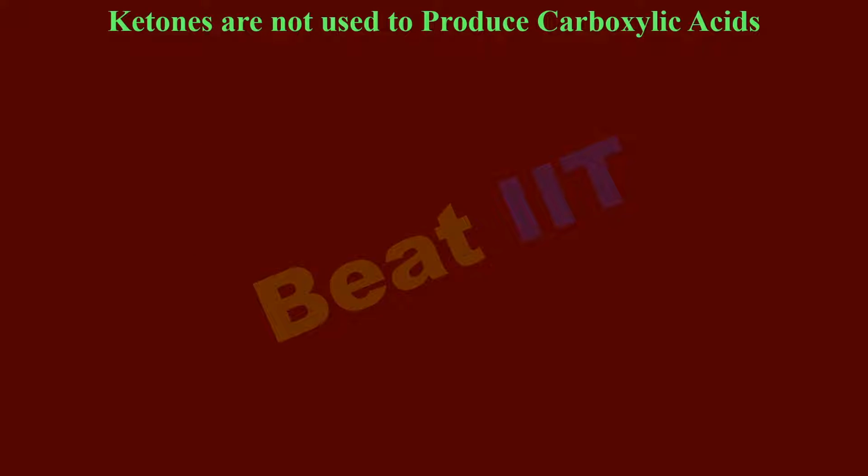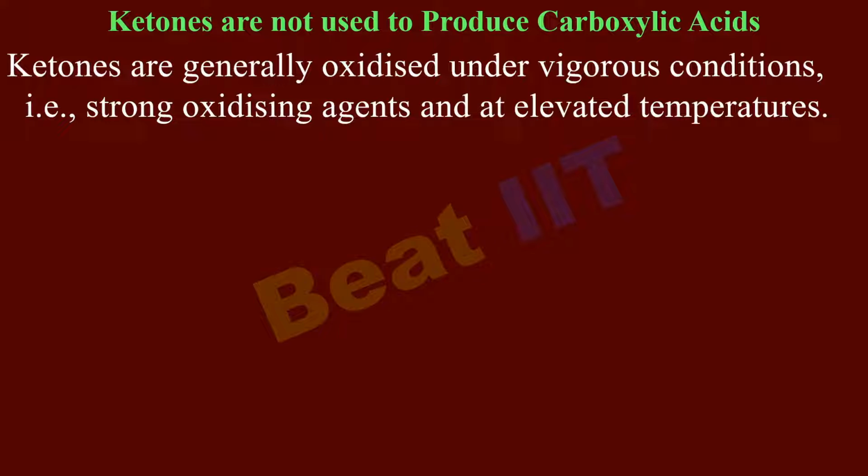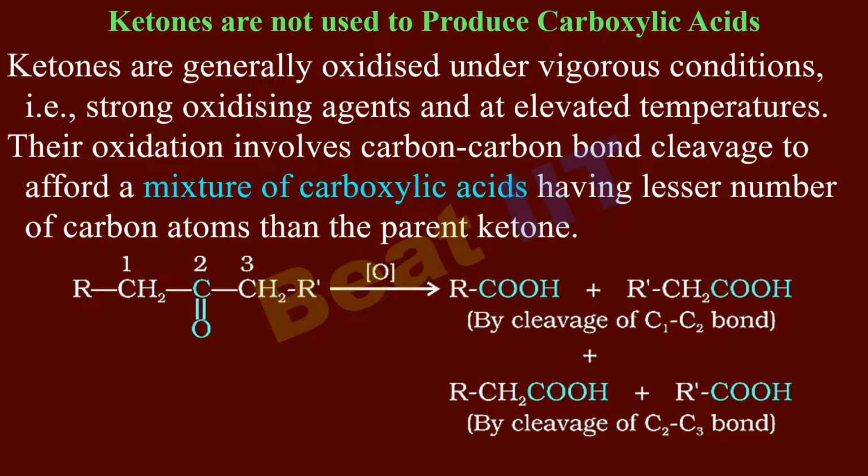Ketones are not used to produce carboxylic acids. What is the reason? First, it requires vigorous conditions, meaning a strong oxidizing agent and very high temperature. Moreover, what we get is a mixture of carboxylic acids. If you see this example, we have a ketone here. This is one alkyl group, this is another alkyl group. On oxidation, it gives you 4 different carboxylic acids, and it will be difficult to separate them because they have very close boiling points.